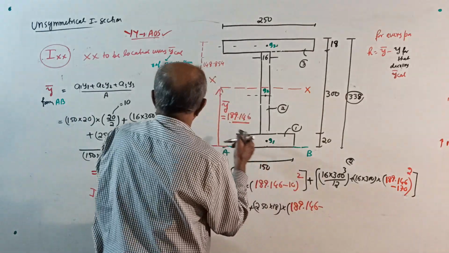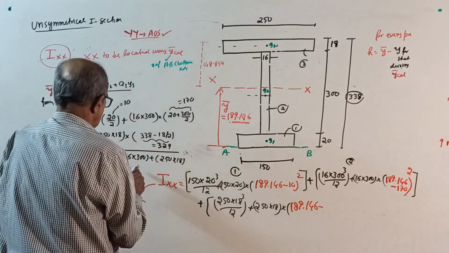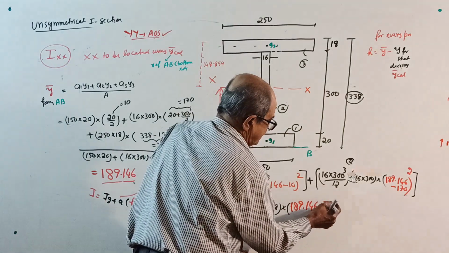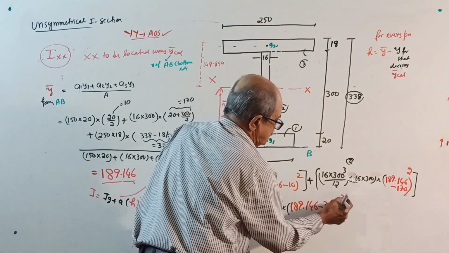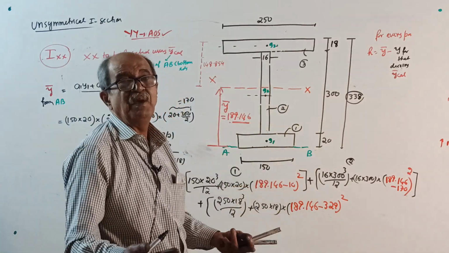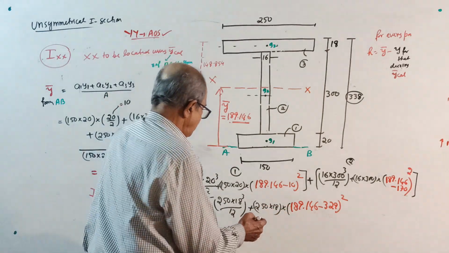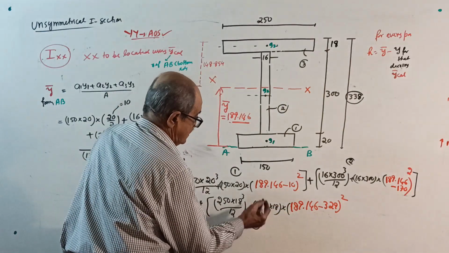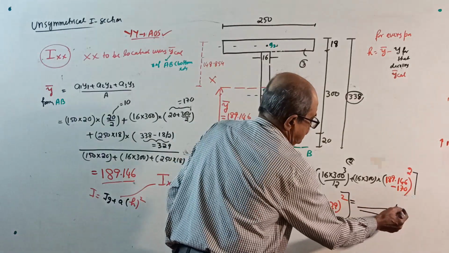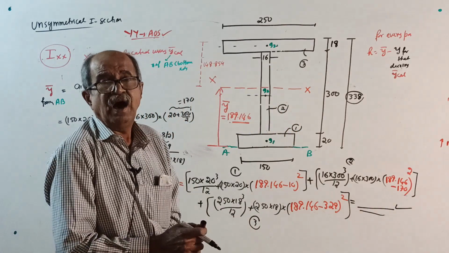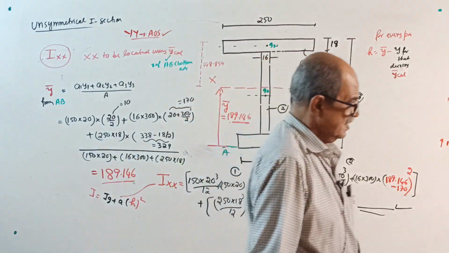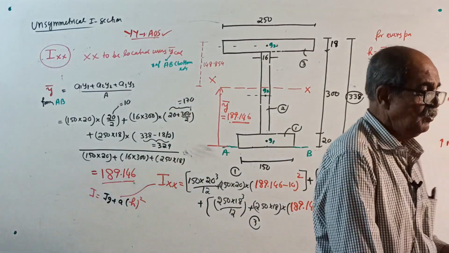189.146 minus y3. Where is y3? Oh, 329, see, minus 329. Actually it is 329 minus y bar, no problem, because you are squaring. This is for figure number 3. Okay, full over. Calculate the answer, you get it. Now, what answer you got last time should correctly tally. Okay, I will explain once again now.